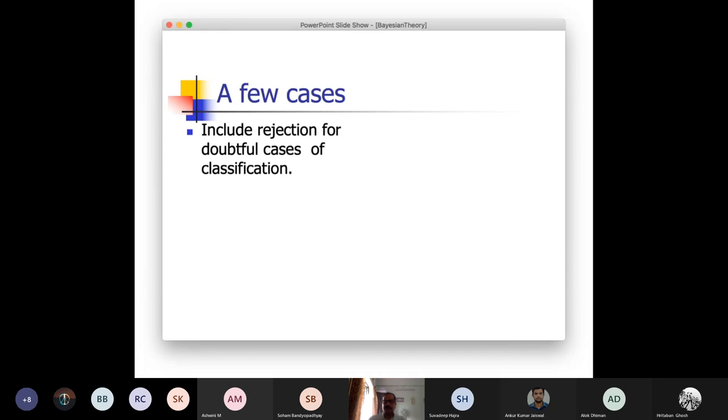So let us consider a bit more general framework, a situation where the posterior probability itself should be of sufficient strength. If it is not of sufficient strength, then it's a doubtful case, and you do not assign. That means you are additionally including one more action, which means no assignment. So it is not that you have to always assign to a class. You can also simply default. You can say no assignment. So we consider that there is an additional k+1 action for rejection. Rejection means the sample is not assigned to any class.